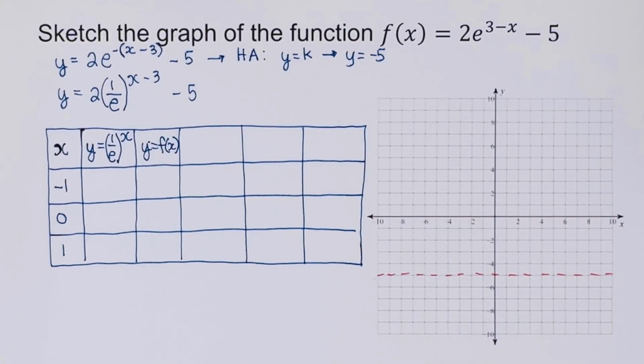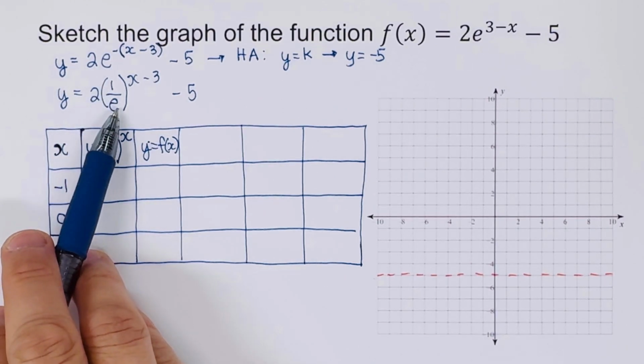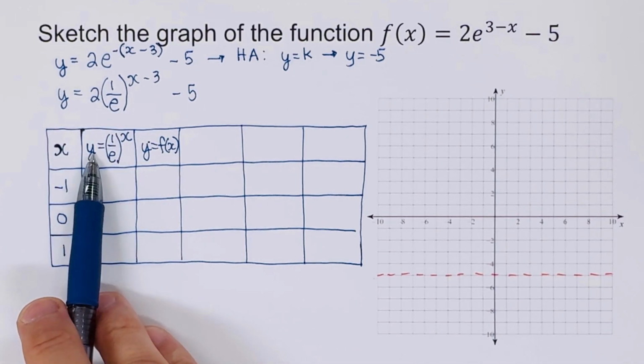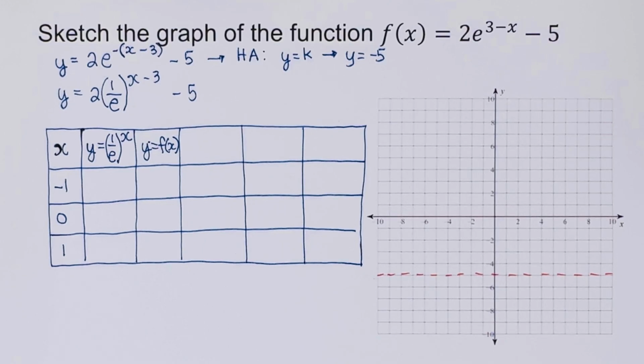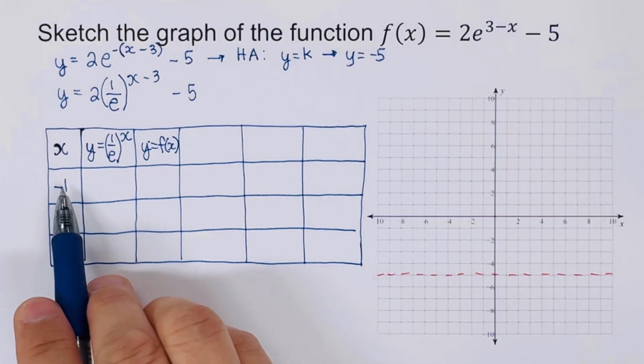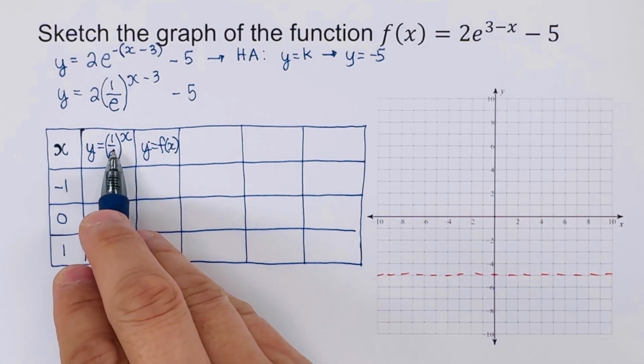So if the simplified equation would come out like this, 2 times 1 over e, then our parent equation would be y equals 1 over e raised to the power x. So what are we going to do next is we will plug in the values of x that we got here, -1, 0, and 1, to the equation that we have here.